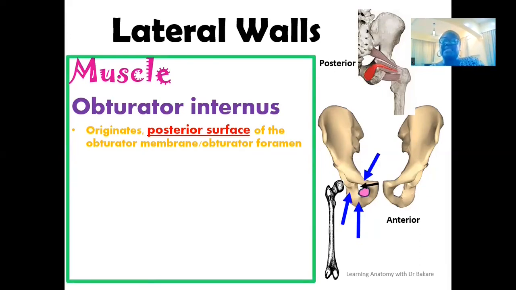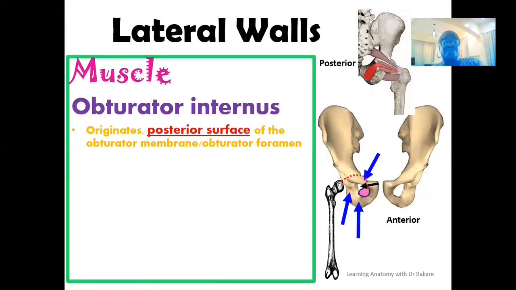You see that it has two surfaces. It has the anterior surface and it has the posterior surface. The posterior surface is behind, and this surface can also be referred to as the pelvic surface. So you have fibers or strands of obturator internus emerging from the pelvic surface or the posterior surface of the obturator membrane. Some of these fibers are also seen to originate from the posterior surface of the obturator foramen.